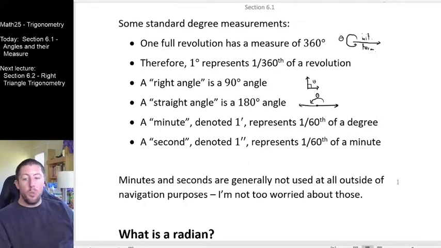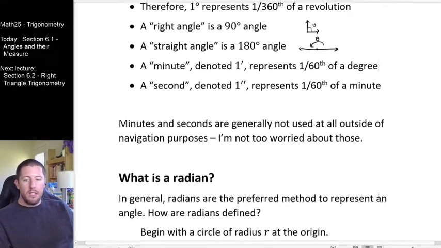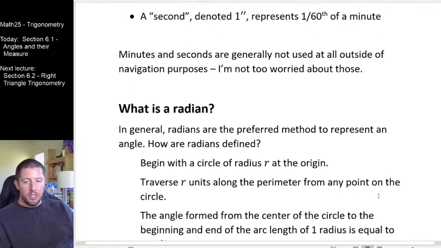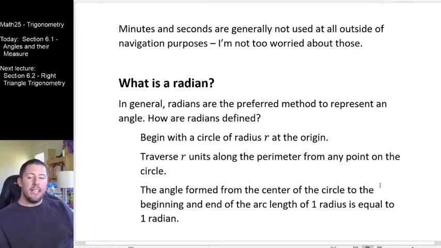So let's talk radians. What is a radian? We're going to want to use them half the time this semester. We do want to be equally comfortable with radians as we are with degrees. So we want to get to defining a radian here. Radians have a pretty nice construction.